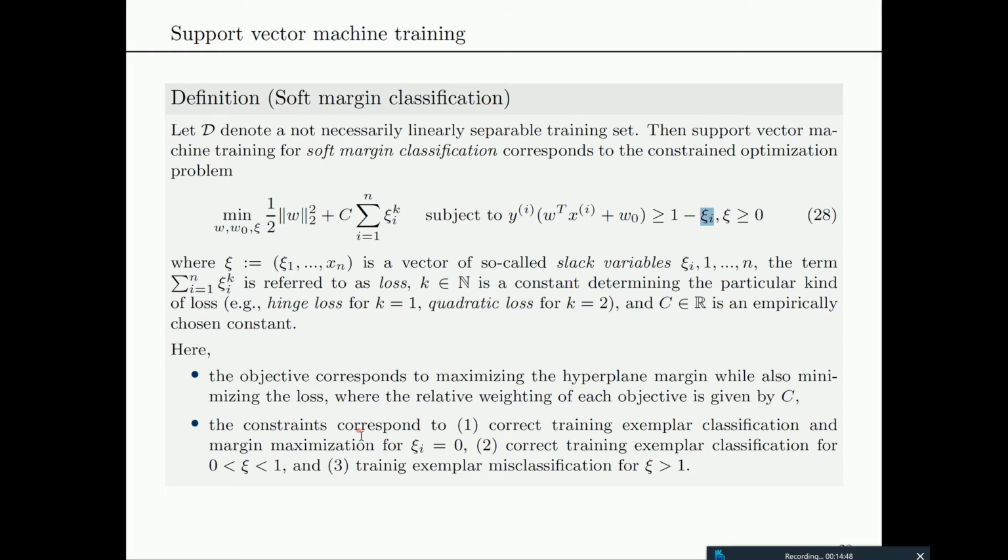And finally, we can have the case that we have misclassification if the xi is actually larger than 1. Then we are on the wrong side of the hyperplane. But what you need to keep in mind here is that the aim is to minimize these slack variables. Ideally, all the slack variables are 0. Then we have completely correct classification. Maybe if that's not possible, they are a little bit larger than 0, but the hyperplane is still oriented and situated such that the classification is correct.